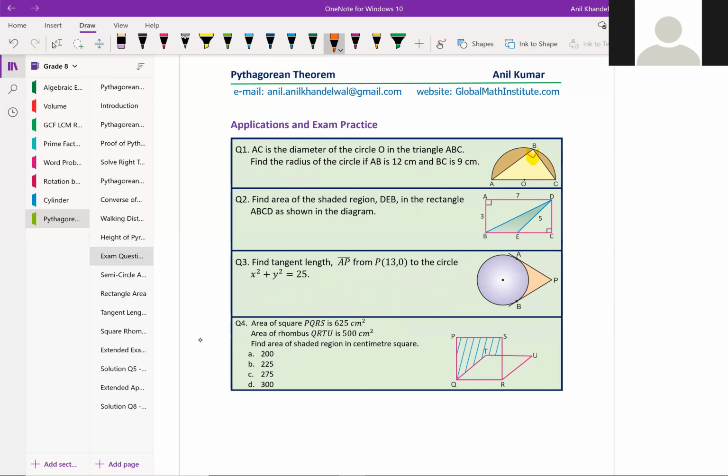Question 1. AC is the diameter of the circle O in triangle ABC. Find the radius of the circle if AB is 12 centimeters and BC is 9 centimeters. Correct.